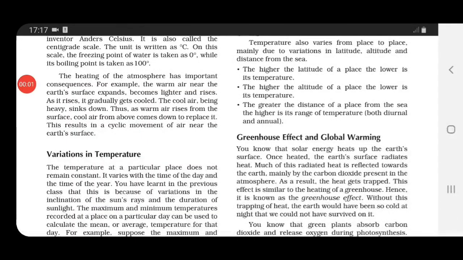Now in the next point, children, they are telling the greater the distance of a place from the sea, the higher is its range of temperature. जितना ज़्यादा distance होगा कोई place का sea से, उतना ही ज़्यादा वहाँ का temperature range होगा. Okay, the places near the sea, they have moderate temperature than the places away from it. Okay, the difference is created because water absorbs the heat and holds it for a longer time. Understood?